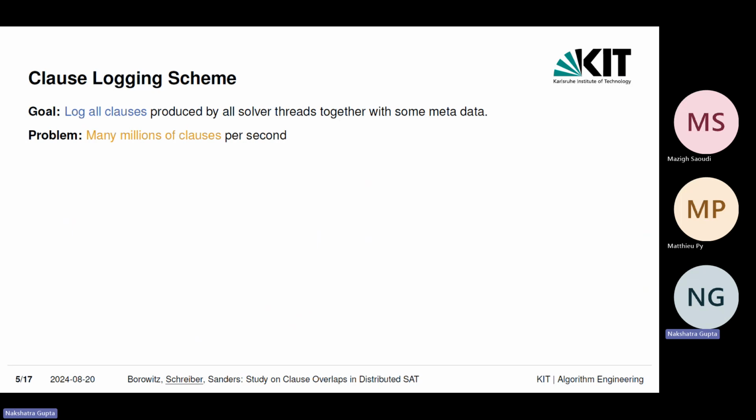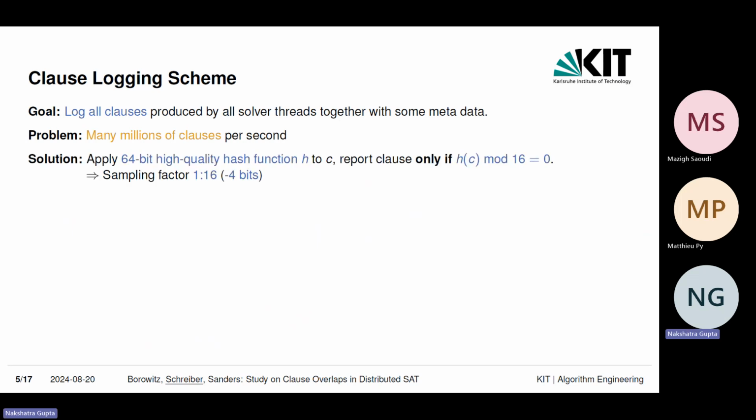So logging and then also analyzing all of them may not be feasible. As an approximate approach, we apply a 64-bit hash function to a produced clause, and then we only log and report clauses whose hash value is divisible by 16. So this gives us a sampling factor of 16, and so we have fewer clauses to analyze.